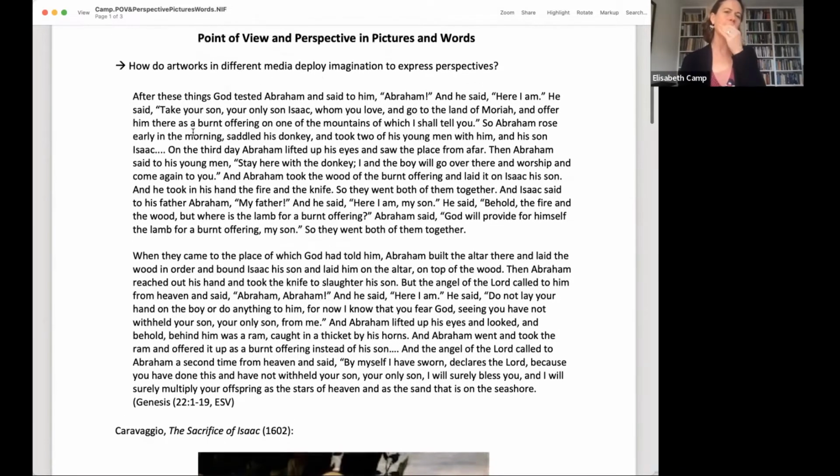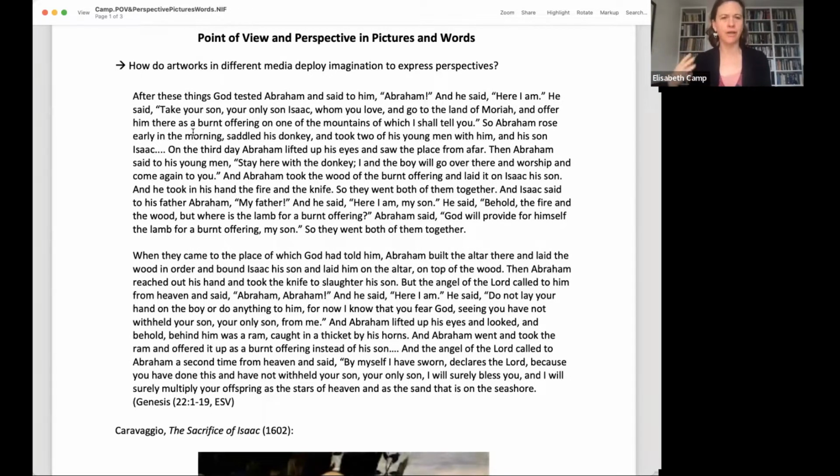The question that I want to ask about today is how artworks in different media deploy imagination in different ways to express perspectives. I'm interested in the thought that there are importantly different kinds of imagination and uses of imagination. But I'm not going to press the idea that there are different kinds of imagination here.